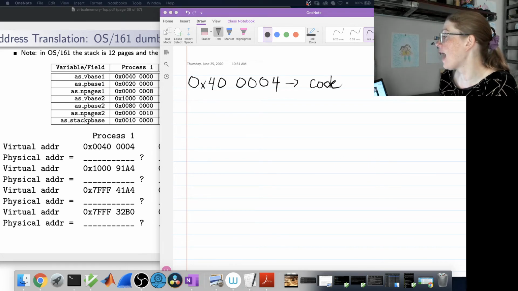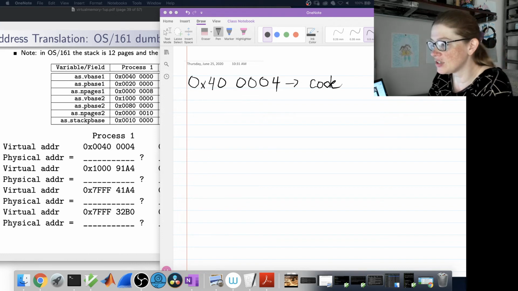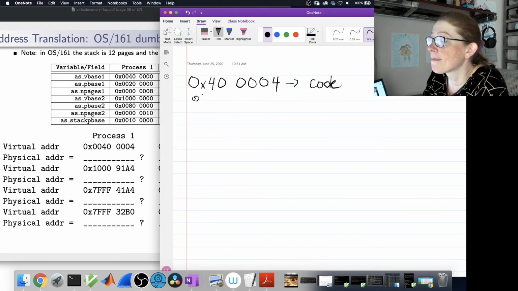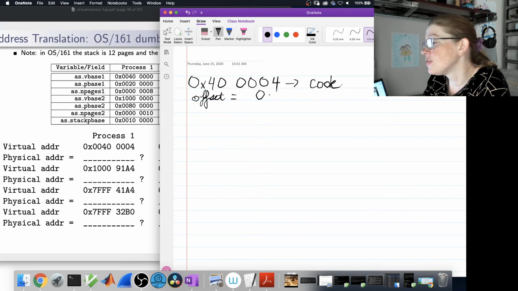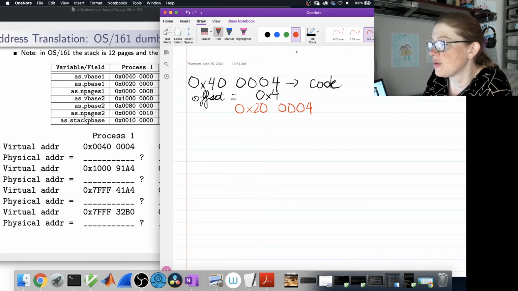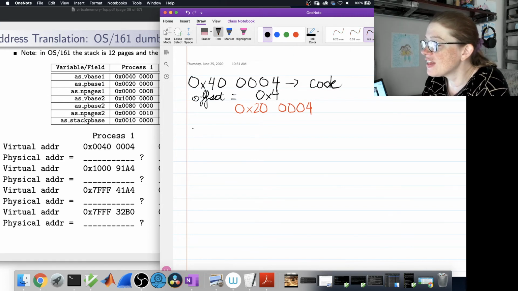All right, so that's not that bad. So then what I'm going to do is I'm going to compute the offset. So I subtract from the fault address the base. So I get my offset is equal to 4. And then the physical address I'm going to get is by adding the offset to the P base 1. So that's going to give me 200,004 as the physical address for this one. Not too bad.